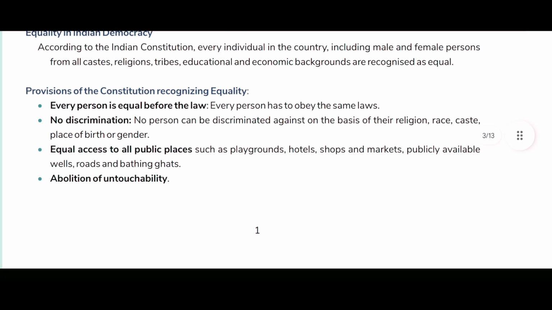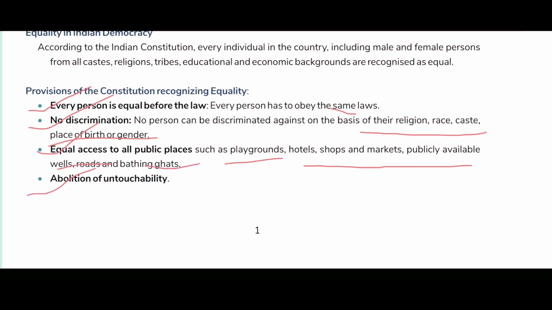Provisions of the Constitution recognizing equality. Every person is equal before law. Every person has to obey the same laws. No discrimination. No person can be discriminated against on the basis of their religion, race, caste, place of birth, or gender. Equal access to all public places, such as playgrounds, hotels, shops, and markets, publicly available wells, roads, and bathing ghats. Abolition of untouchability.